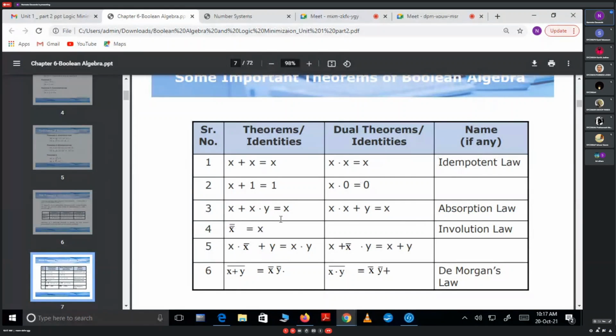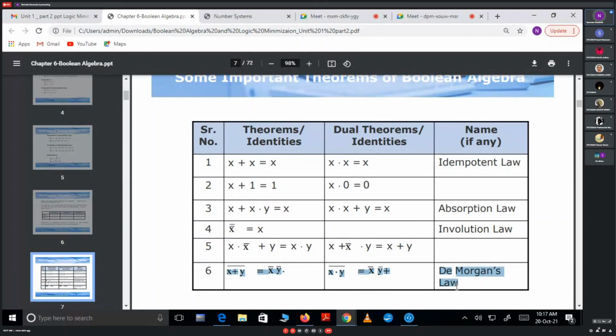All these are given in the notes. Why is x plus x equal to x? Why is x plus x dot y equal to x? You have to read it. I will not take it in detail. It is not given in the syllabus as such, and it is not required now. x double bar equal to x, x plus x bar dot y equal to x plus y. So these are the important laws among them.